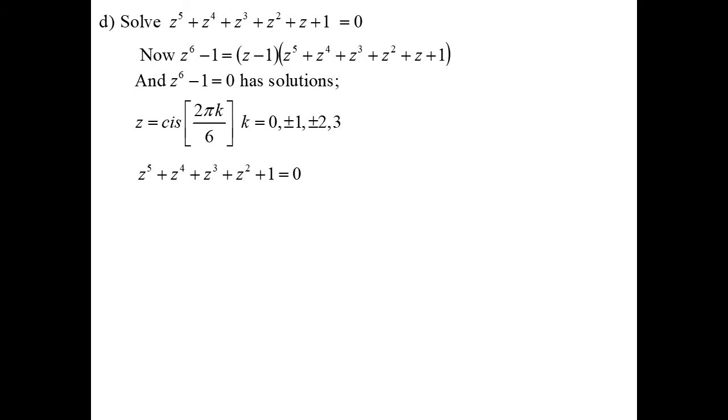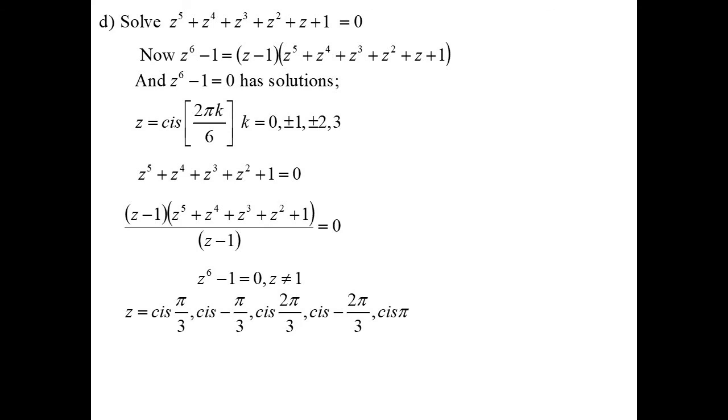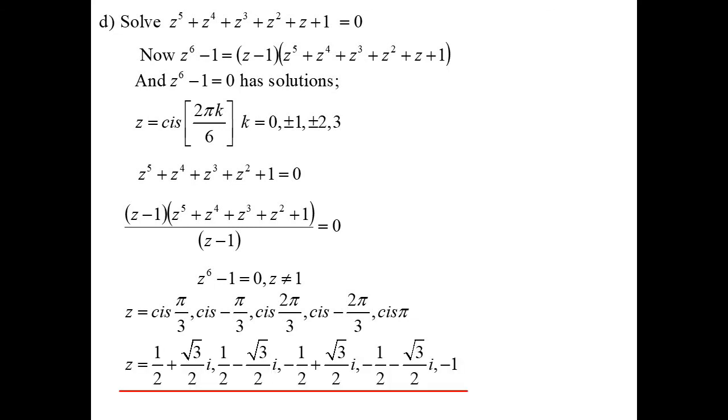So that's what I'm trying to solve. Essentially, this is what I'm doing. I'm multiplying top and bottom by z minus 1. And that's why 1's not a solution, because you can't have 0 on the bottom of the fraction. So I know, yep, solutions to z to the power of 6, but not including the solution z is 1. So we've got cis pi on 3, minus pi on 3, 2 pi on 3, minus 2 pi on 3, and pi. And those ones are all exact values, so I can come up with a much more impressive looking solution. Yeah. Half plus root 3 on 2 i, etc., etc.